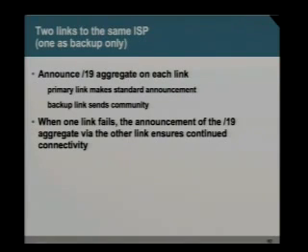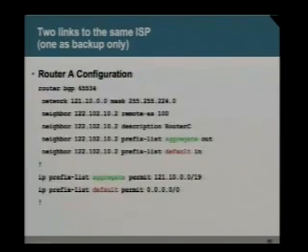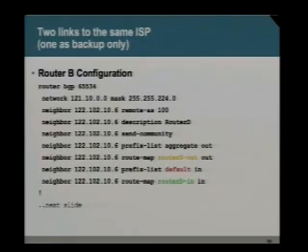Primary path makes a standard announcement. Backup path, we don't mess with MED. We actually use a community. When one link fails, the announcement of the /19 aggregate via the other link ensures continued connectivity. That's our backup. Configuration, router A, primary path: aggregate out, default route in. Nothing new there. Router B, aggregate out, default in, as before.